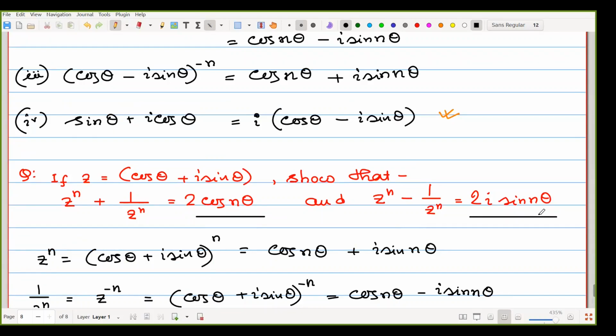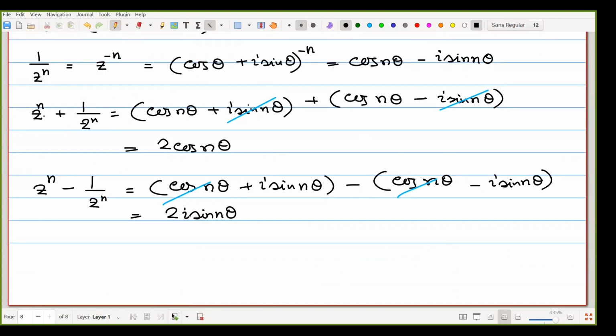Okay, let's check another problem for de Moivre. Here we have to simplify sine of pi by 6 plus i cos pi by 6, whole to the power, suppose, 18.